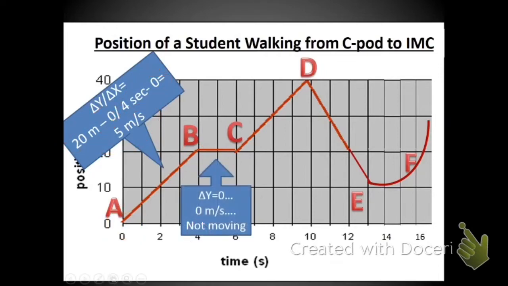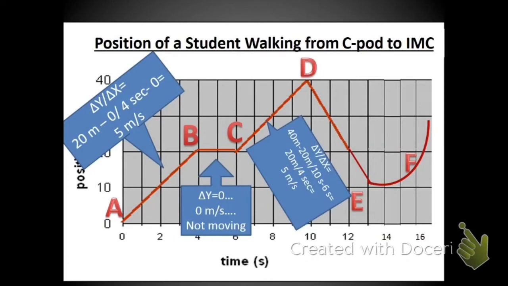For segment BC here, we have no change in the y value. In other words, it starts at 20 meters and it ends at 20 meters, so it hasn't changed its position. And so therefore, the only way to explain that is to say that it's not moving. And this is represented by a slope of 0. 0 slope, 0 motion, 0 speed.